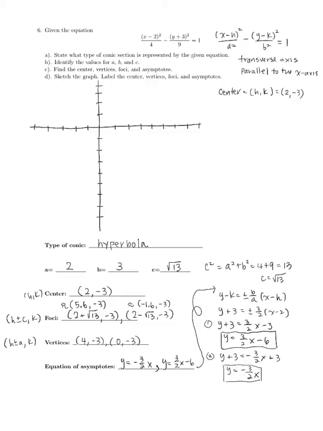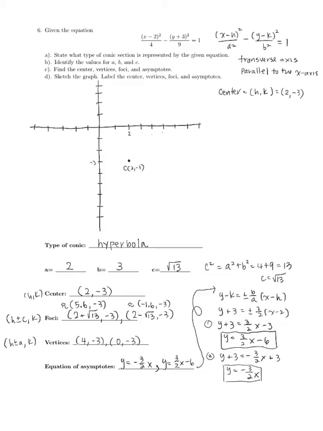Okay. All right, so let's first jot down whatever we can. So let's go with the center. Center is 2 comma negative 3. And let's see, foci is approximately 5.6 comma negative 3.